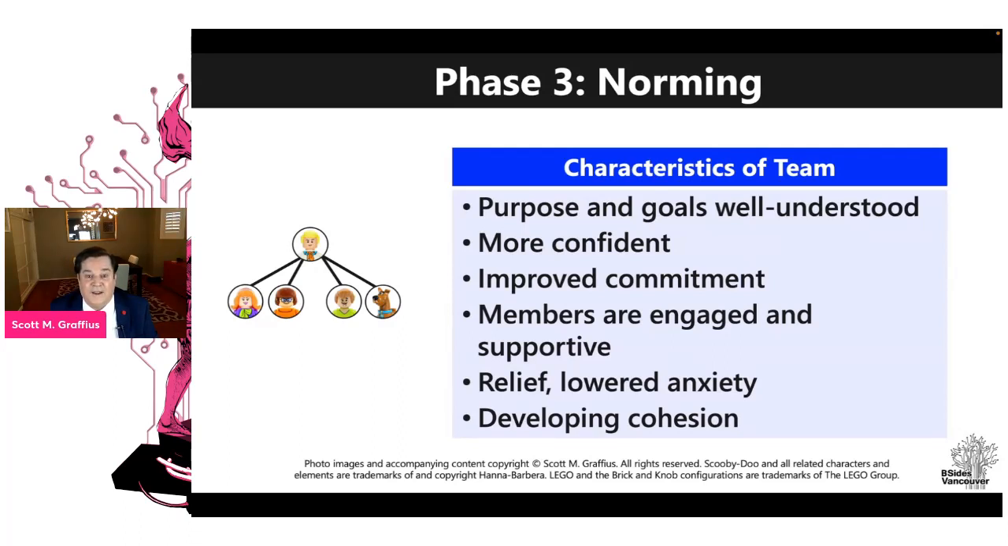So if there is anxiety during storming, which is perfectly normal, according to Dr. Tuckman and others, it is lowered or eliminated during the norming phase. And then that last bullet point really speaks more to the visual, and that would be the team is starting to develop cohesion in terms of how they interact with each other relative to the forming and storming phases earlier.